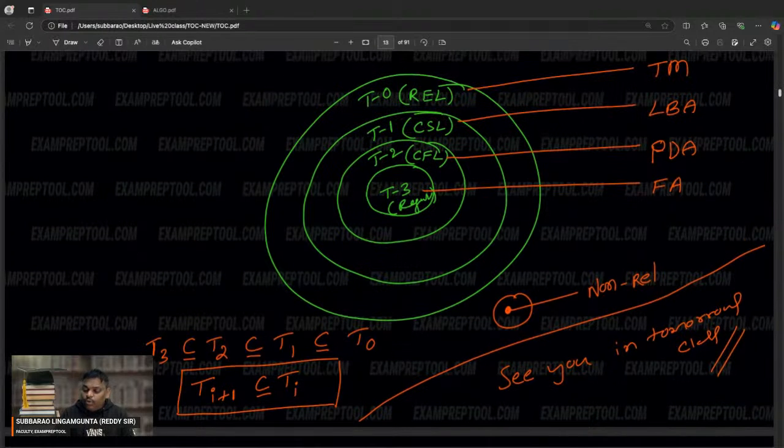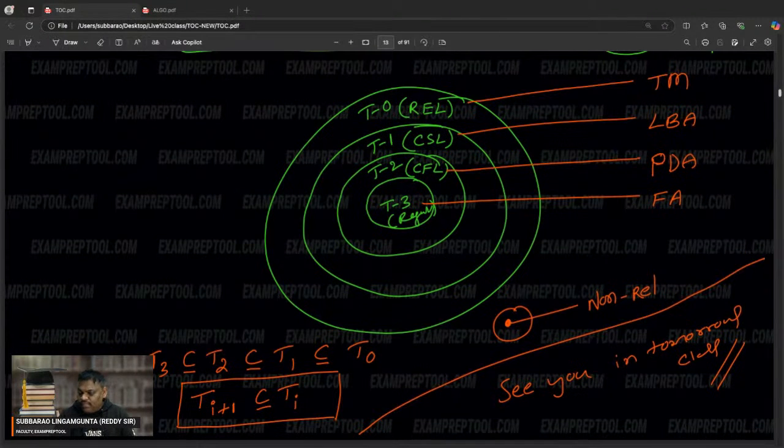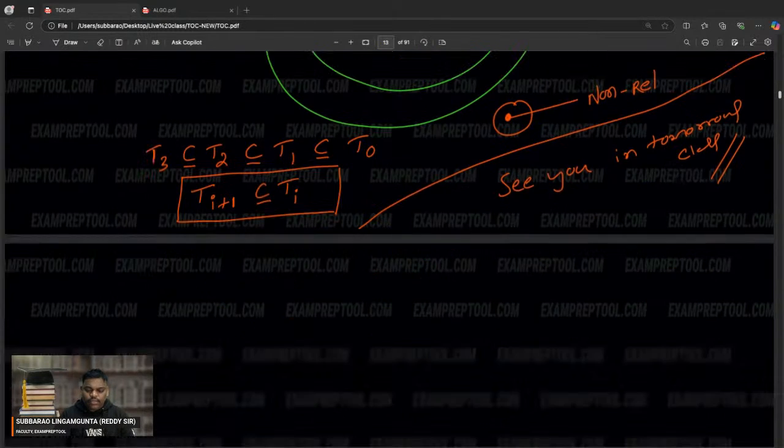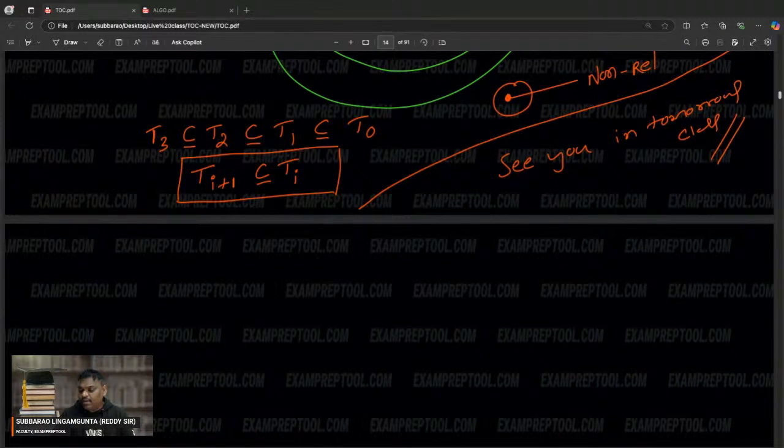One more important thing: the small formal languages, type 3, also known as regular languages, are accepted by a machine known as finite automata. Type 2, context-free languages (CFL), are accepted by a machine known as PDA. Type 1, context-sensitive languages, are accepted by LBA. Type 0, REL, are accepted by the Turing machine. So this is the relation between all the formal languages.